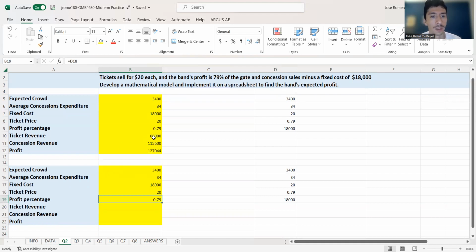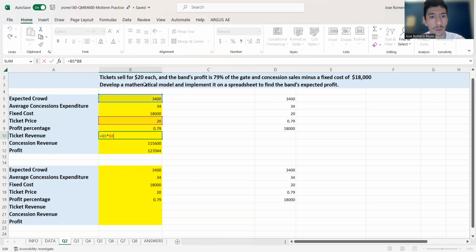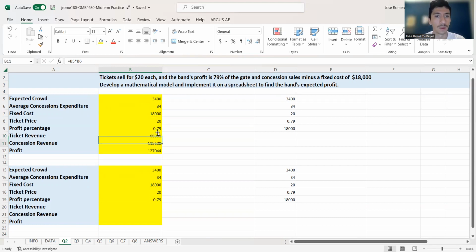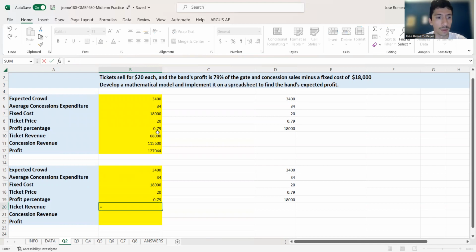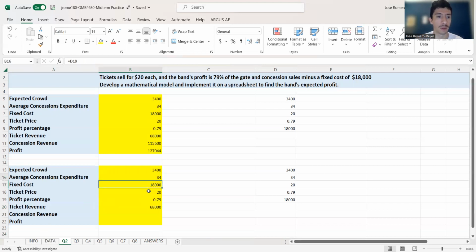Now for the ticket revenue, we need to know, okay, how many people are going to be coming? What's the cost of the tickets? So the formula that we used here is basically the expected crowd times the ticket price. So we know that the expected crowd is 3,400 people, and the ticket price is how much it's going to cost. So ticket revenue is straightforward. It's how many people are coming times the price of the tickets.